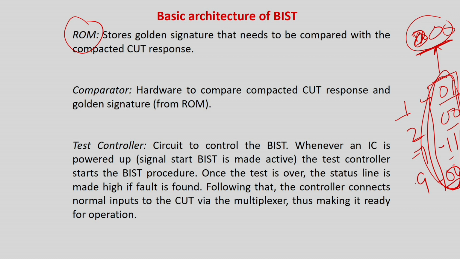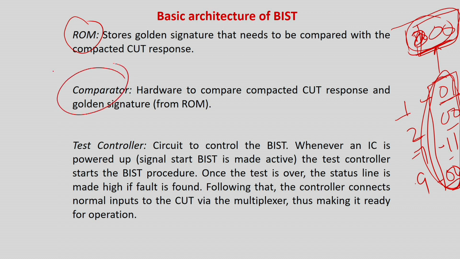I will make a compaction, maybe called a signature, which will be stored in the ROM with a smaller number of bits. Whenever the circuit under test is applied with these patterns, these outputs will again be compacted and compared with the expected compacted response. So the comparator compares the compacted outputs with the expected compacted response. That is what the RAM actually stores.